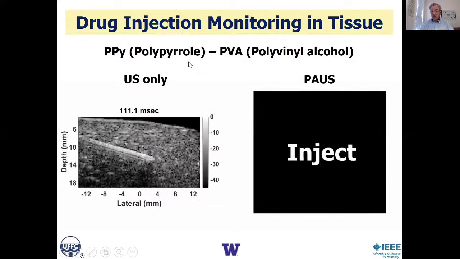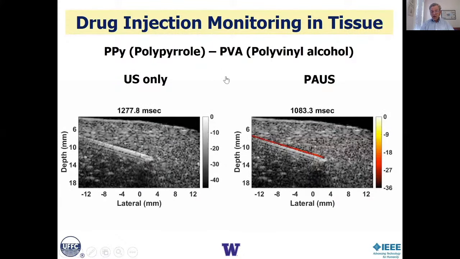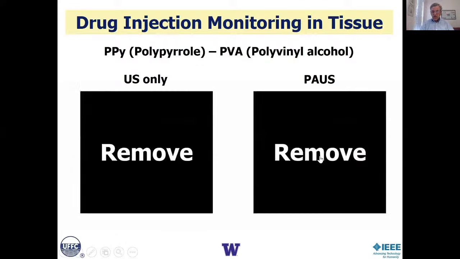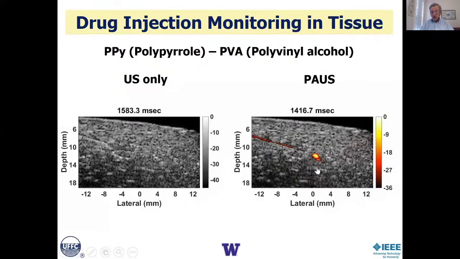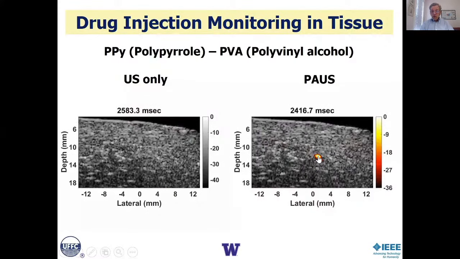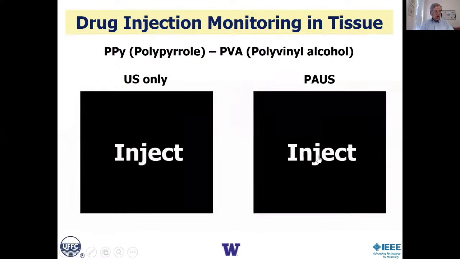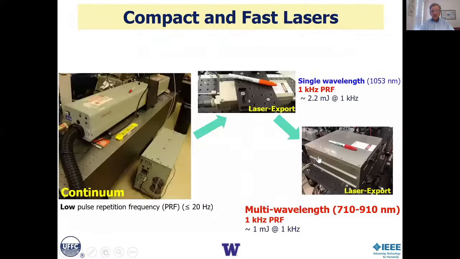It's labeled with polypyrrole, which is a polymer, nanopolymers, which is a high optical absorber. And so it can label the drug so you can see exactly where the drug is. And even more important, once you've removed the needle, you can see what the drug is, how the drug diffuses, how the drug is utilized, etc. And so it brings this molecular scale to this.